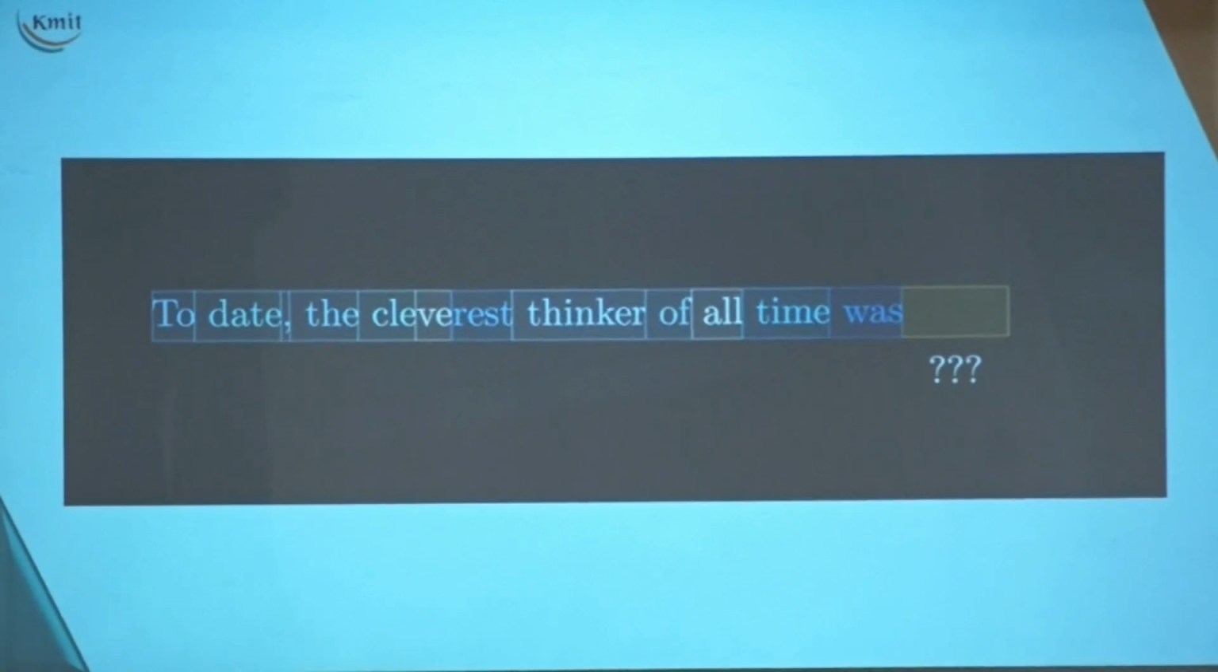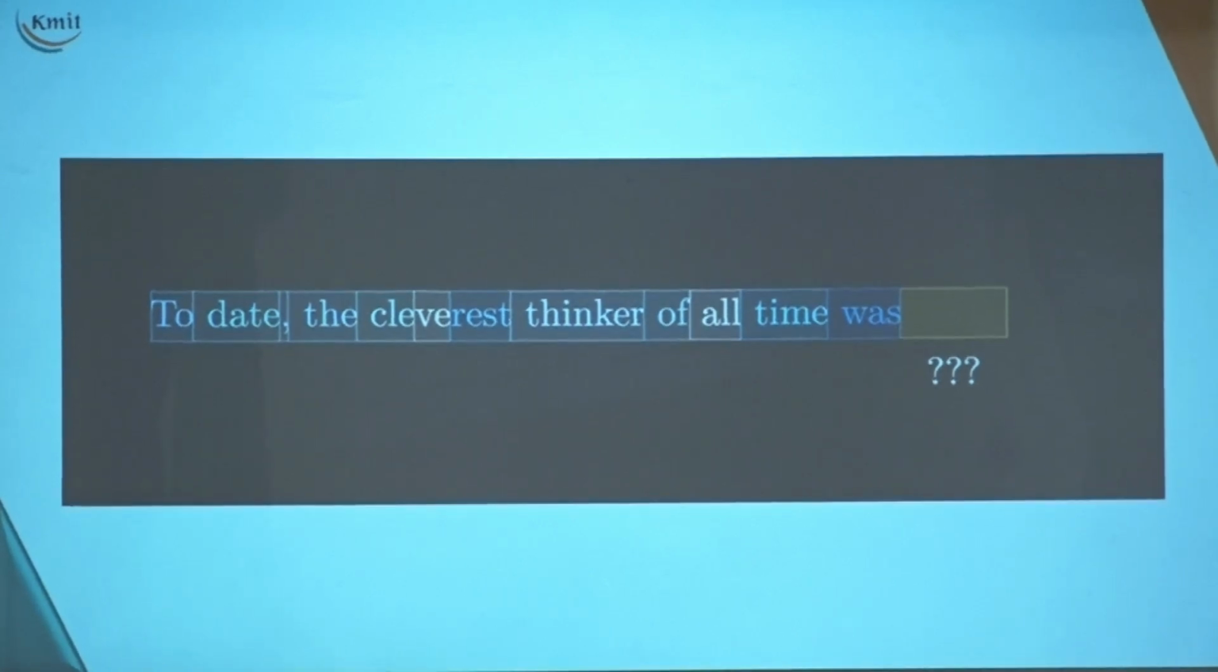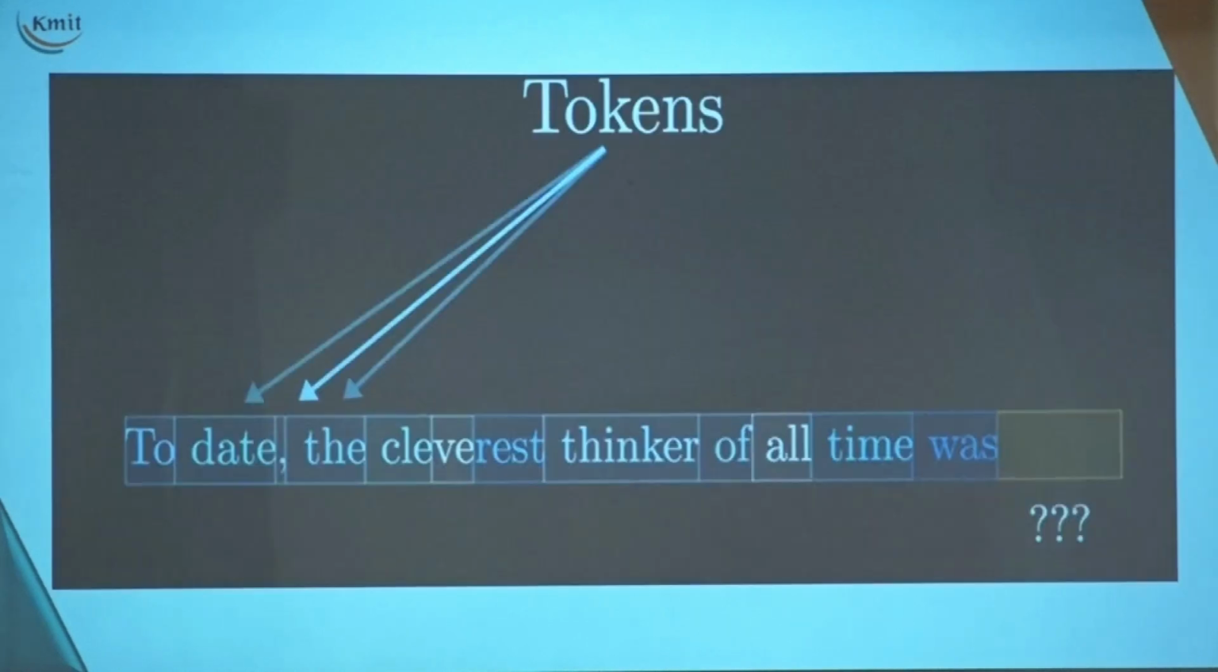So what do you observe here? I gave a sentence. What is the sentence? "The day to take the cleverest thinker of all time was..." So this is which problem statement? You have done an exercise. Next word prediction. Very good. So in order to predict the next word, what do I do first? First I divide the entire input sentence into what? Tokens. After I divide them into tokens, what do I do?